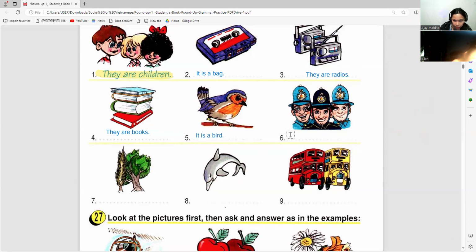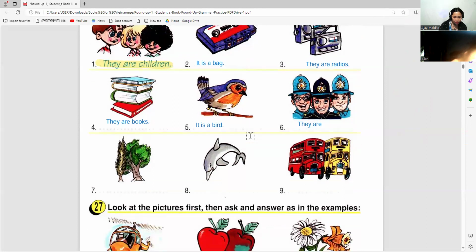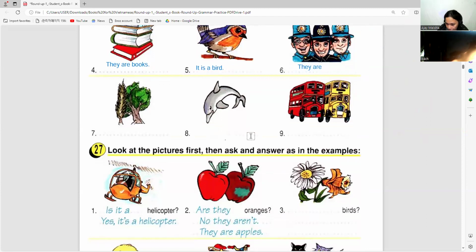Number six. They are. Okay, number six, wrong back. They are.